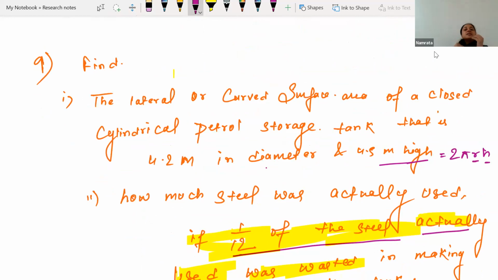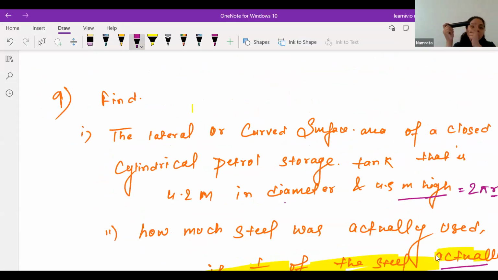Since it's a petrol storage tank, obviously it will not be hollow from here and it will not be hollow from here. The tank must be covered from the back side, and we also have to cover it from the front side. That is how the tank will look. So if you are taking a steel sheet and wrapping it up, you must wrap it from this part, the back part, and the top part, like this. You have to cover it like this.